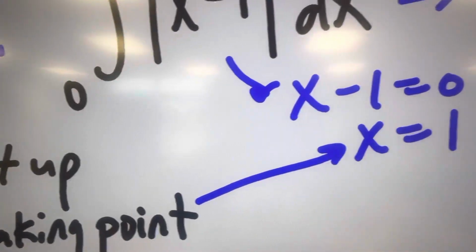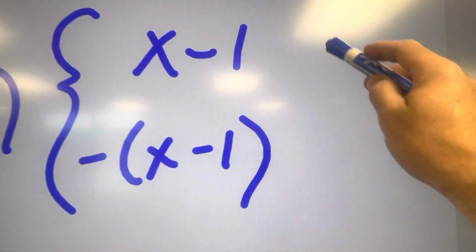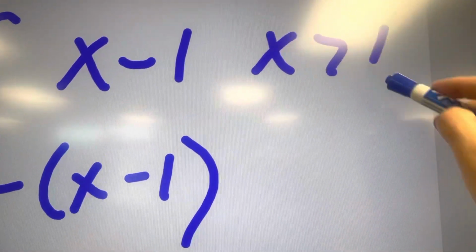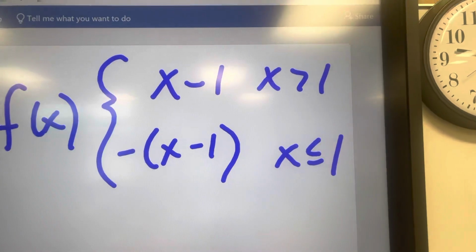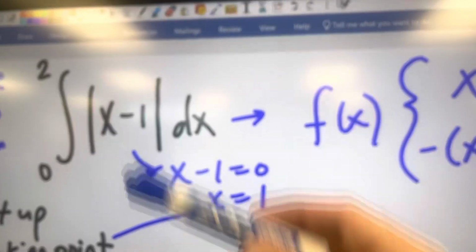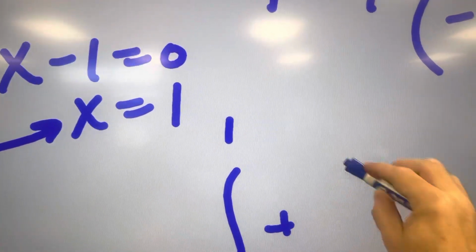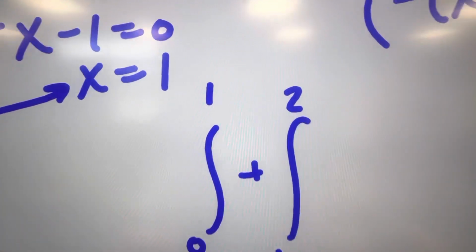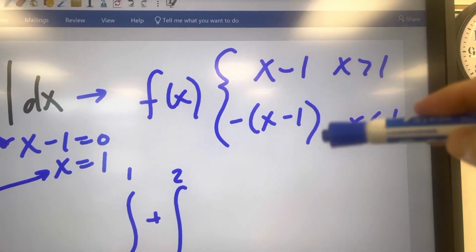I'm going to put a little breaking point there. Now that means this one is going to be for x greater than 1 and this one for x less than or equal to 1. And so that's the breaking point here. Since this goes from 0 to 2, now we have from 0 to 1 plus from 1 to 2, right? Two integrals now. We have to break it up into two functions here.